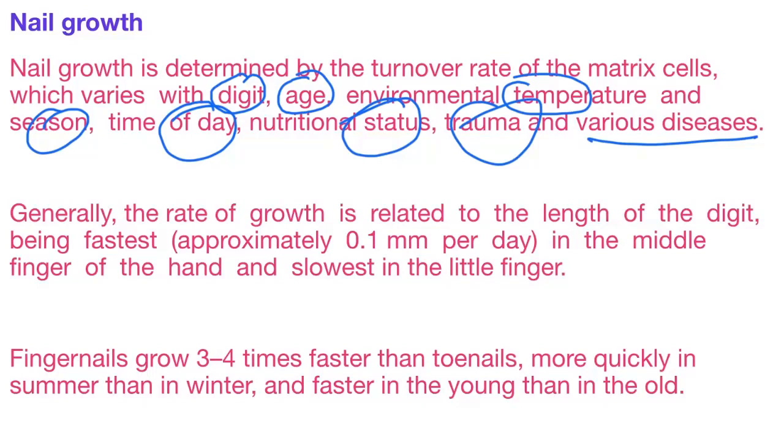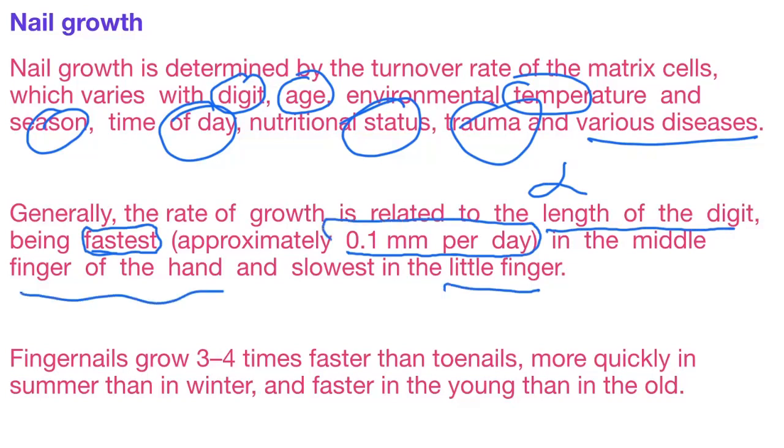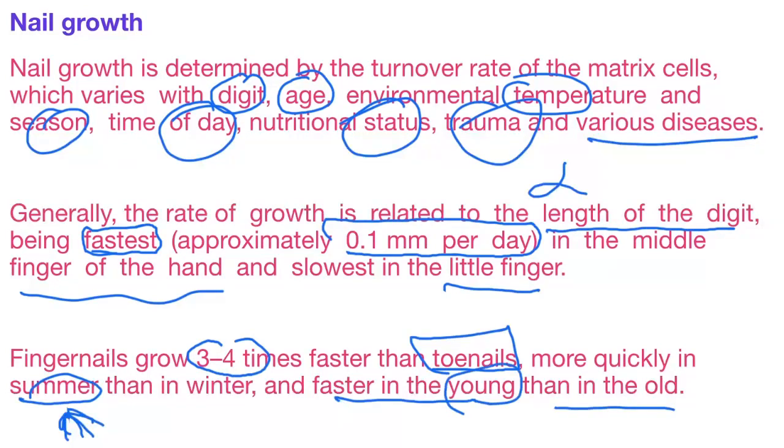Generally, the rate of growth is related to the length of the digit, proportionally being fastest. Approximately 0.1 mm per day in the middle finger of the hand and slowest in the little finger, because the middle finger is the longest finger. Fingernails grow 3 to 4 times faster than the toenails. Remember this. More quickly in summer than in winter.